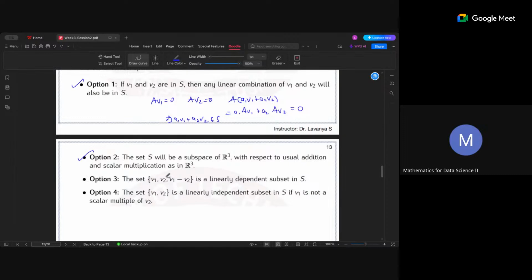What about option 3? The set V1, V2, V1 minus V2 is a linearly independent subset in S. Sorry, linearly dependent subset in S. You see that V1 and V2 are in S, and V1 minus V2 is a linear combination of V1 and V2. So if a set contains a linear combination of the other vectors, then that set is linearly dependent. Next, the set V1, V2 is a linearly independent subset in S if V1 is not a scalar multiple of V2.